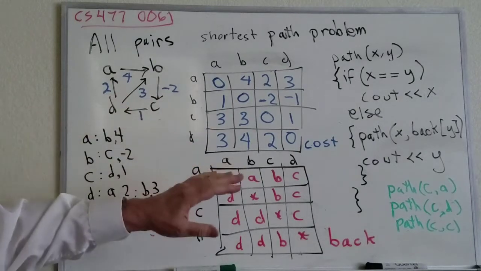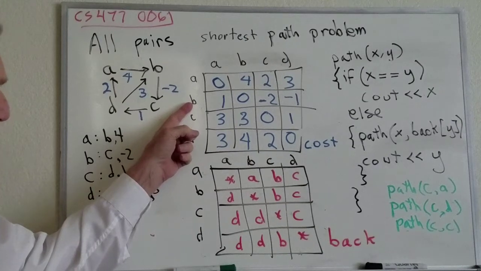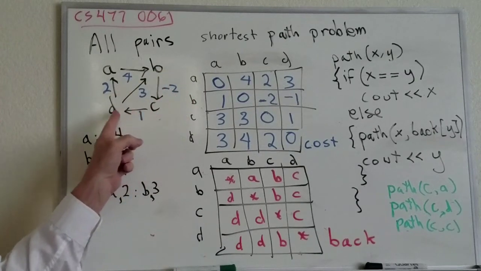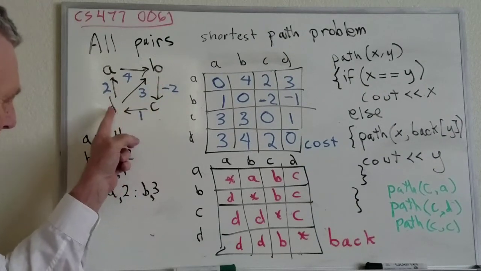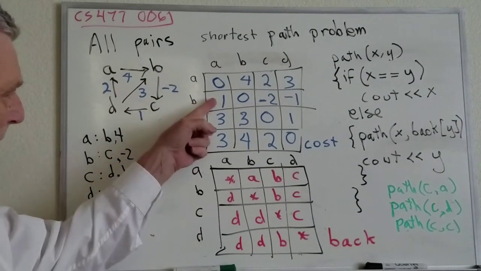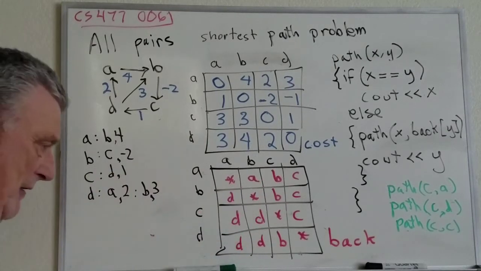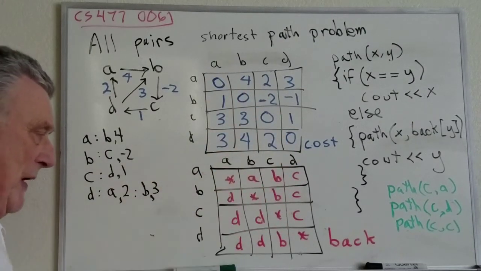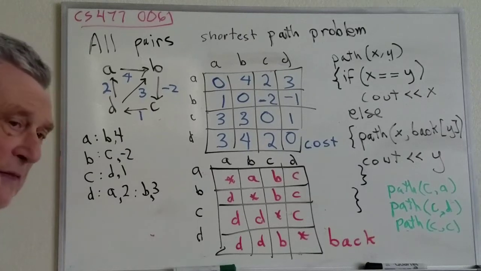And we need to produce the answers in the form of an array, where, for example, we have B here, and 1 is the minimum distance from B to A. Minus 2 plus 1 plus 2 is, of course, 1. Now, this particular array is the back array. The cost array is n by n, but the back array is also n by n, because every one of the n elements has n minus 1 back pointers.